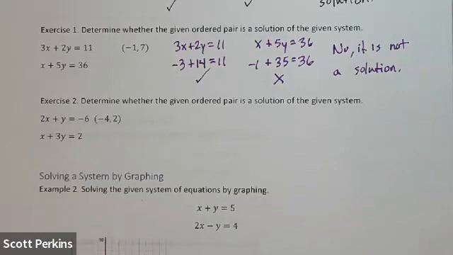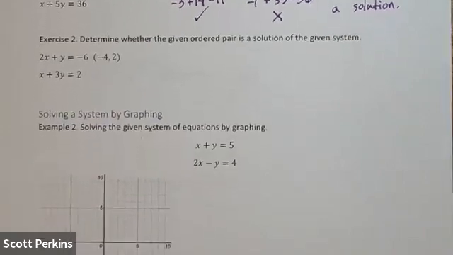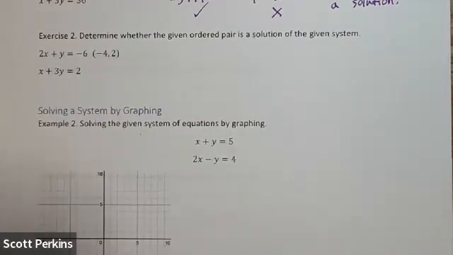And like I said, if we had answered no to the first one, then I wouldn't have even had to try the second one. All right, one more just to kind of nail home this idea of what a solution is. Go ahead and do exercise 2, same thing. Is -4, 2 a solution to that system right there?